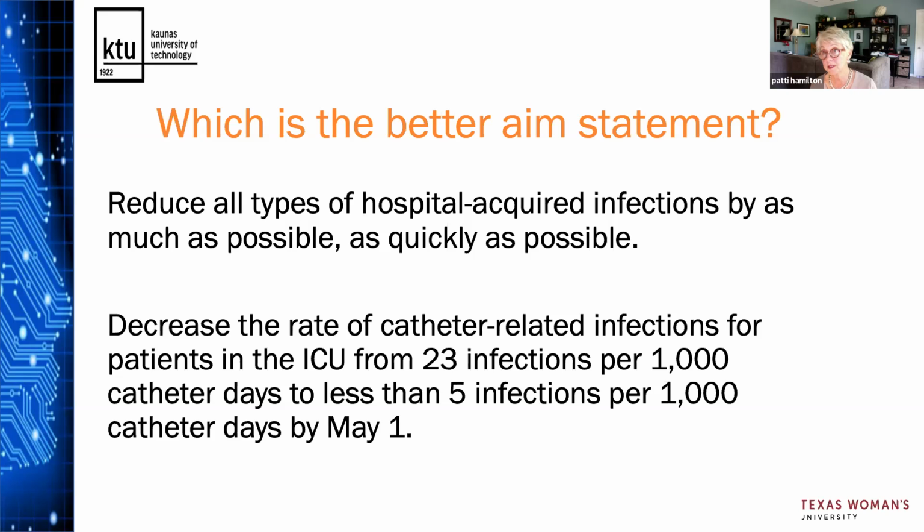I hope you chose the second one because it met those criteria by for whom, by when, and so forth. We want to decrease the rate of catheter-related infections for patients in the ICU. That's where and when, for whom. From 23 infections per 1,000 catheter days to less than 5 per 1,000 catheter days. That's how we'll know we've reached our improvement goal, when we move from 23 to 5.